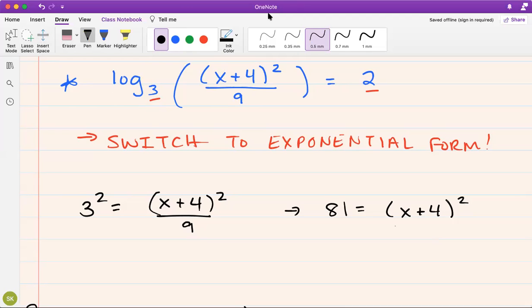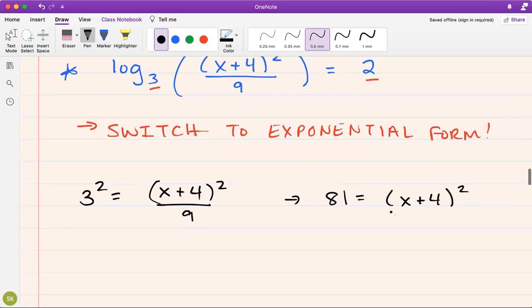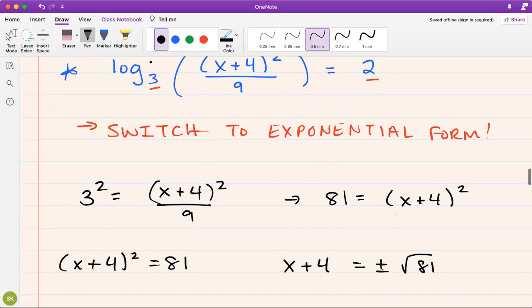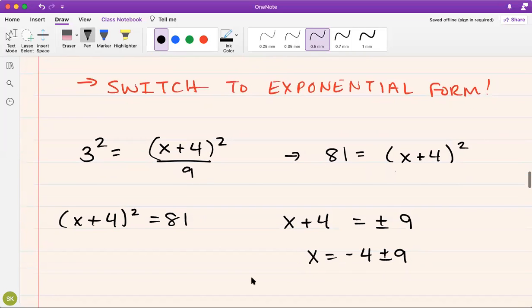So what can we do from there? Well, we can take the square root of both sides. Now remember, when you take a square root, you get a positive and a negative square root. So let me flip this so that it looks like x plus 4 squared is equal to 81. So taking the square root, I get x plus 4 is equal to plus or minus the square root of 81, which is just 9. And then subtract 4, so we get x is equal to negative 4 plus or minus 9. So we're going to get two answers.